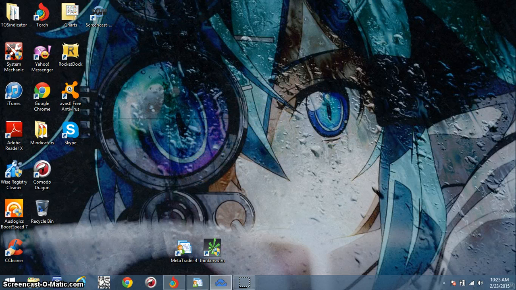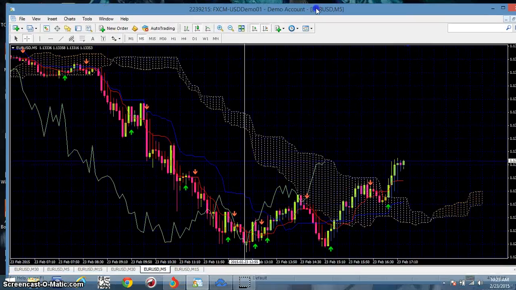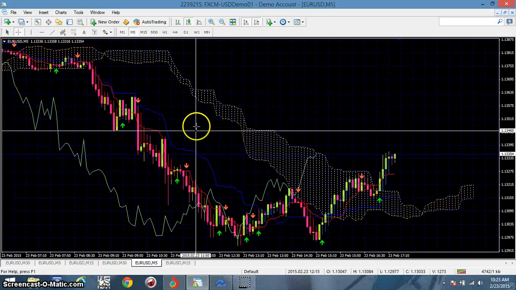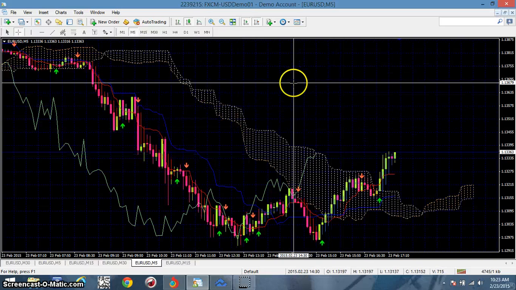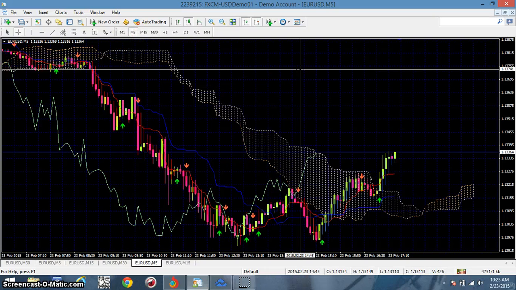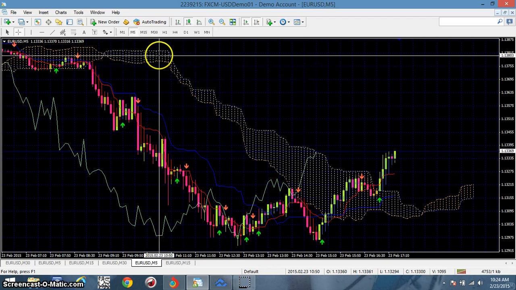So I wanted to share that real quick here. Let me pull this over on the screen. There we go. Okay, so this is MetaTrader here. I've got 5-minute Euro USD going on here, and this is something new. I kind of just learned this last night.